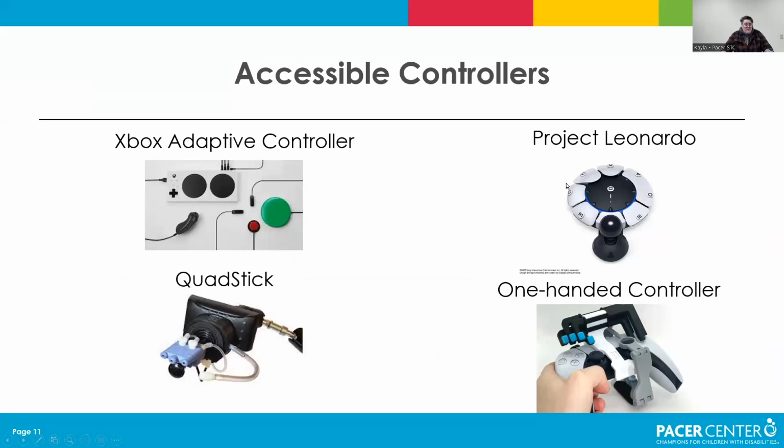And then we have the quad stick. The quad stick is another really great device used for paraplegics, and it's basically sip and puff, and you're able to use your mouth to control. Some people are very, very good at it.